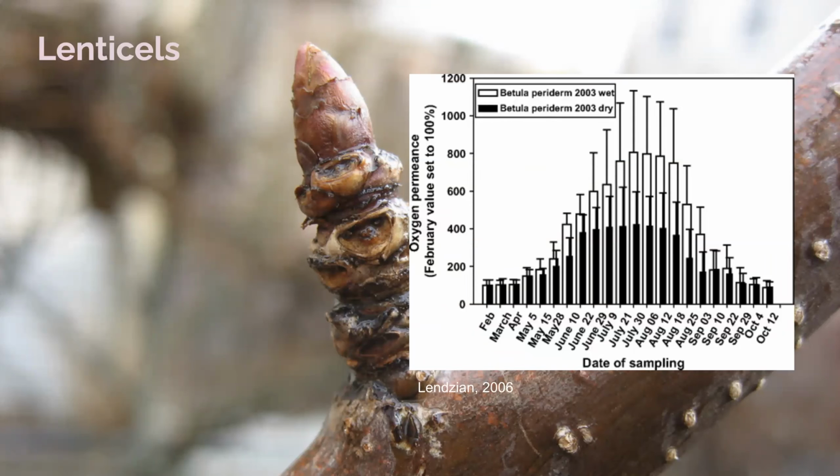But it turns out this graph is showing that they're definitely allowing oxygen to get in. So this is oxygen permeance. And not only does oxygen get in, but the plant actually controls that over the course of a year. During the growing season, there's more oxygen coming through. During the winter, so through October and then all through the winter, the lenticels are actually not really letting much air in, which is a good adaptive strategy because the cells in there are going to be dormant and not needing a lot of oxygen at that time.